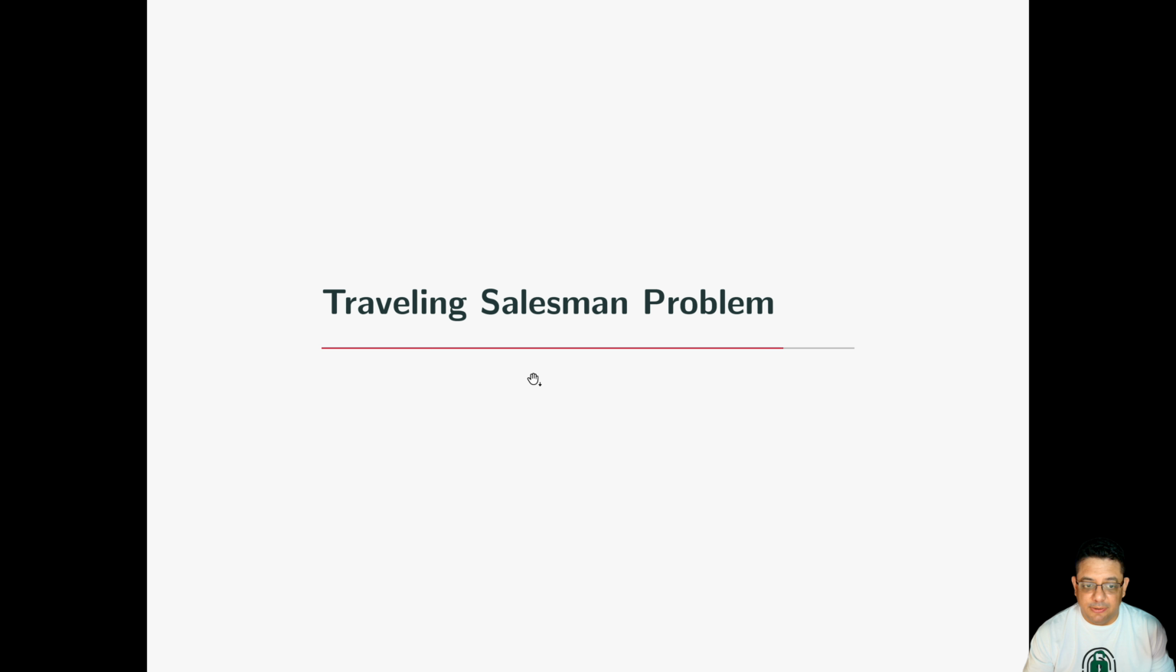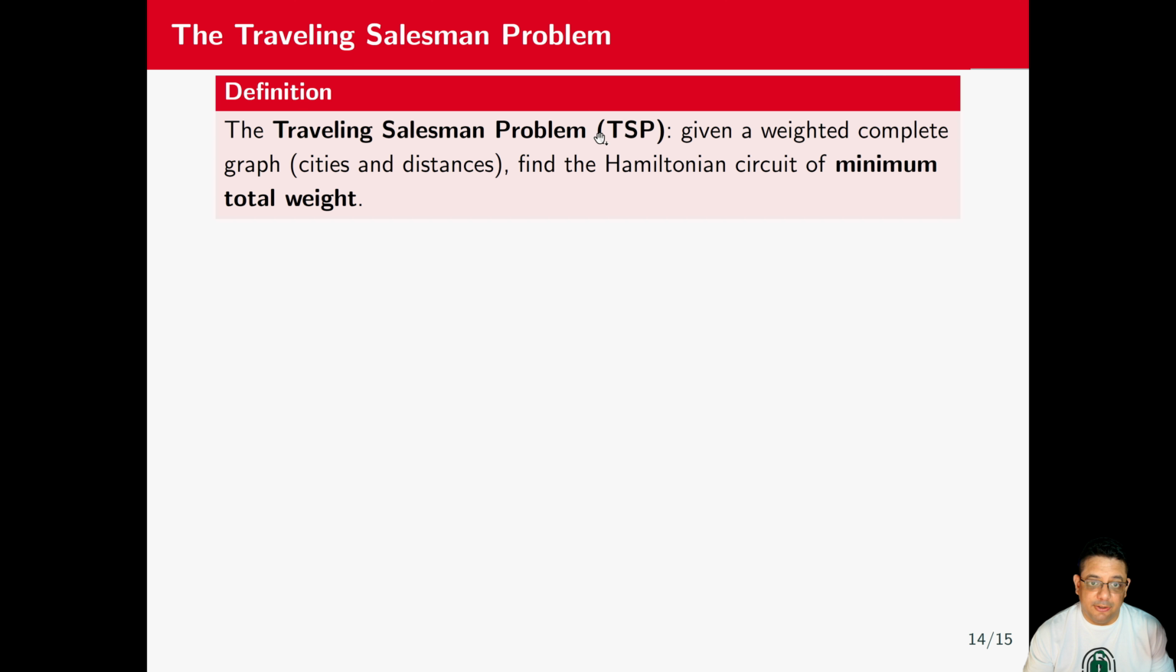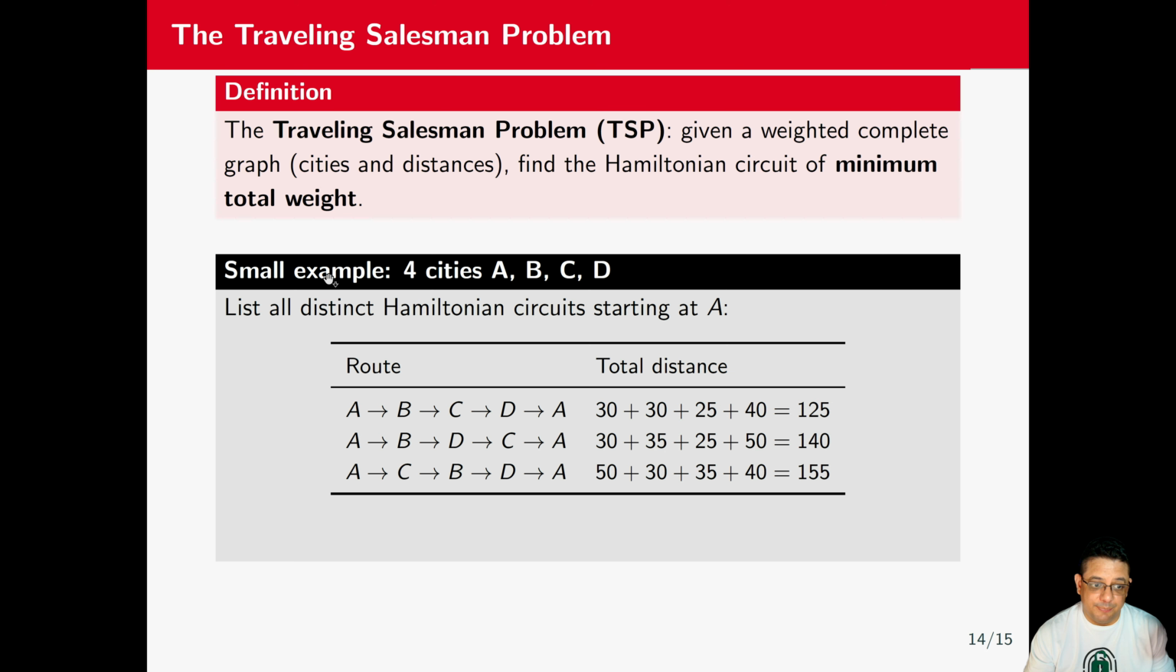Now, to end up, let's talk about the traveling salesman problem. The traveling salesman problem, or TSP, is: given a weighted complete graph between cities with distances, we find a Hamiltonian circuit that is going to have minimum total weight. The weights, once again, are the distances. So one small example: let's say we have cities A, B, C, and D, and we want to list all the Hamiltonian circuits starting at A.